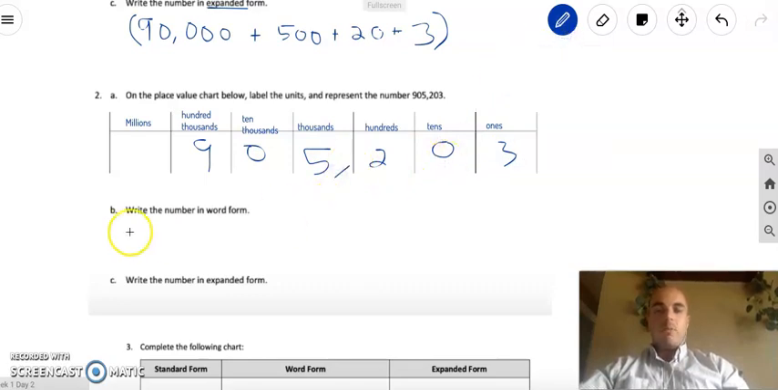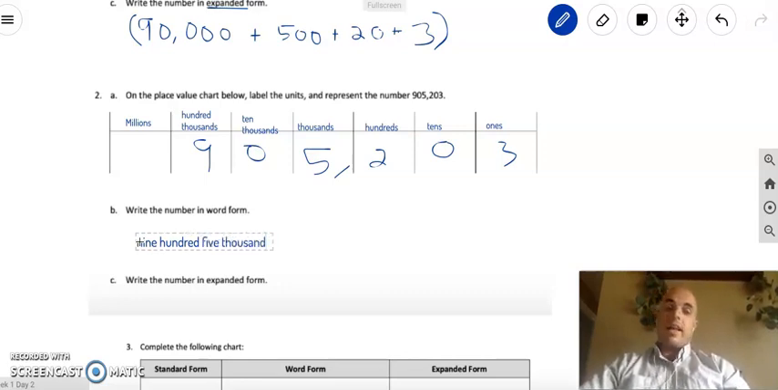Okay, same as before, I'm going to write this number in word form. So I'm going to say it out loud to myself. I'm going to listen. 905,203. I'm going to write it out just like that. So I have 905,000. Notice I didn't put an and in there. There actually isn't an and. I know a lot of times we say it like 905,000, but there actually isn't an and there.